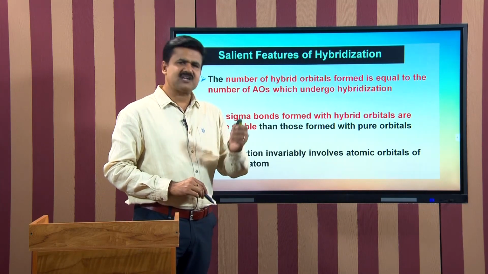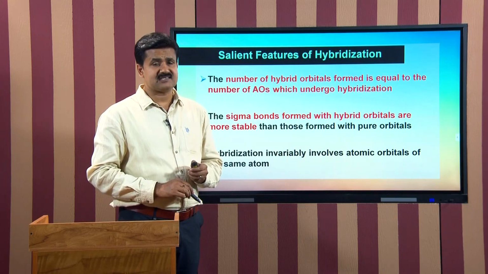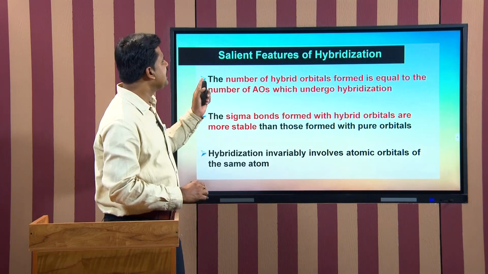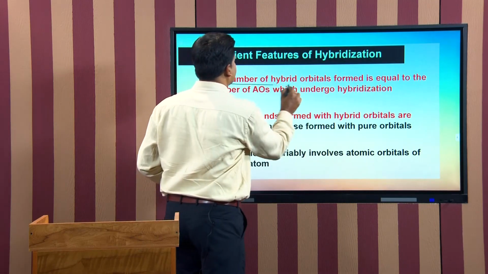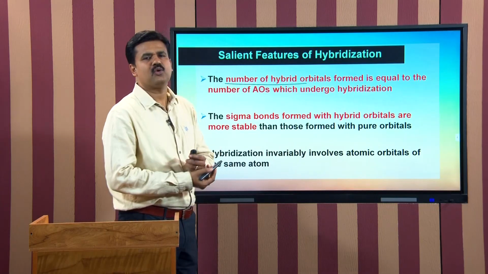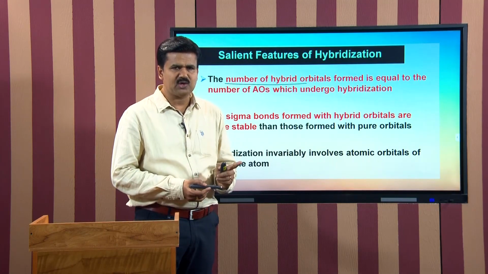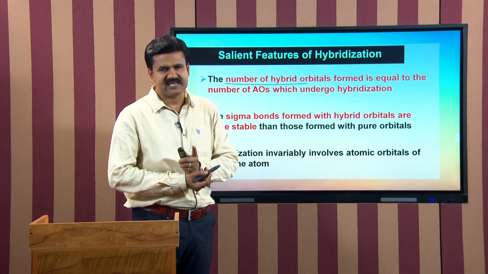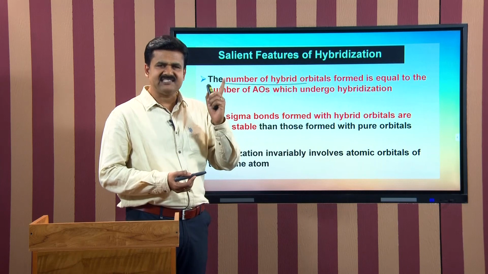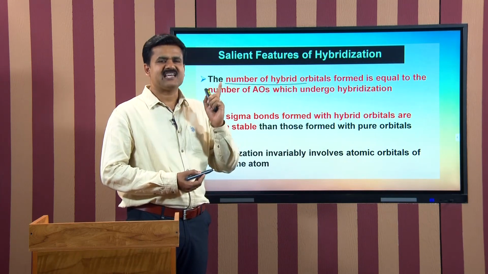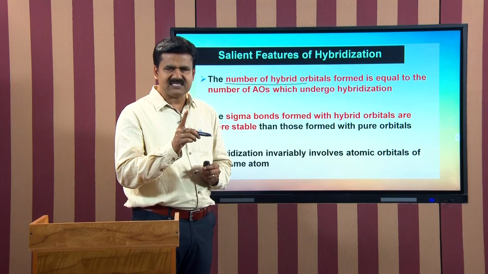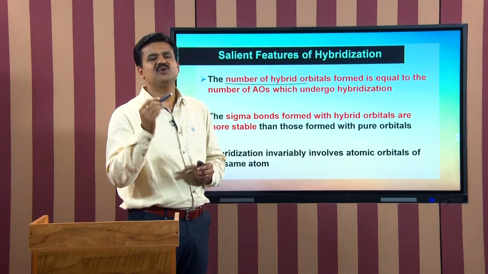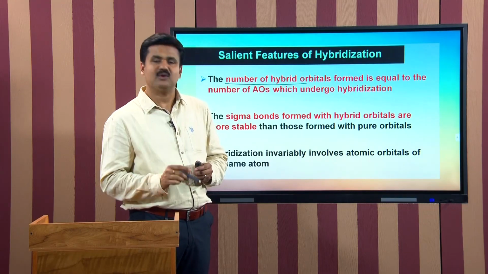Now, we are focusing on some important features or salient features of hybridization. The number of hybrid orbitals formed is equal to the number of atomic orbitals which undergo hybridization. This point I already just mentioned. If we are taking sp hybridization, one s orbital and one p orbital will take part in hybridization. As a result, you are getting two sp hybrid orbitals.